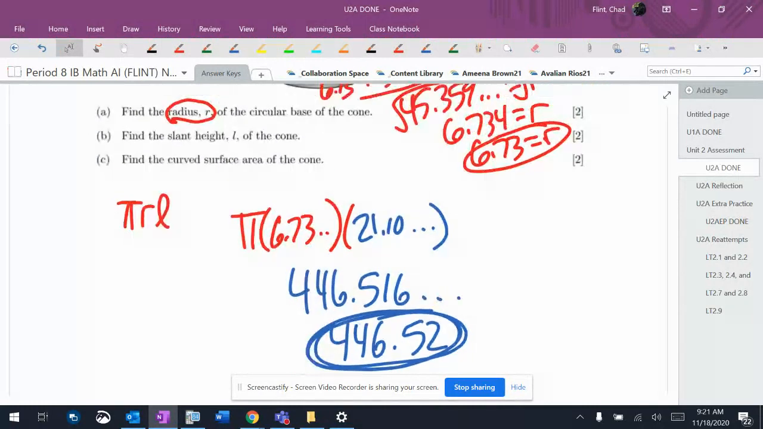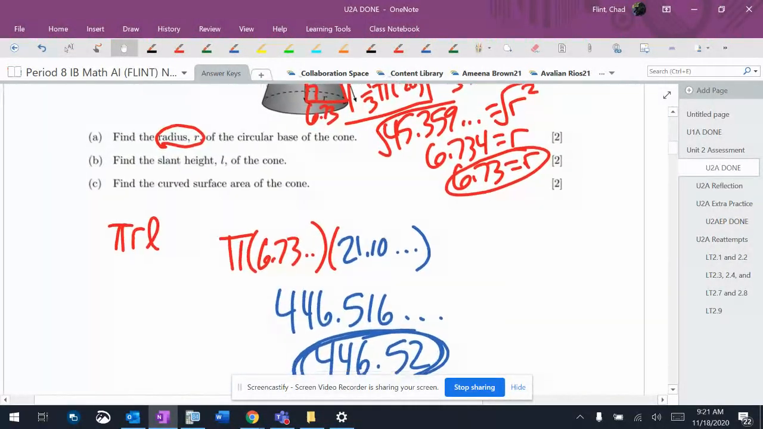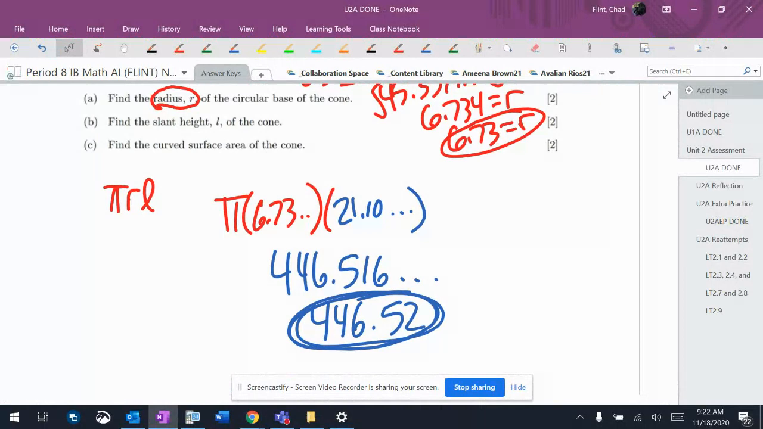All right, so that's all of that all the way through. Pretty typical IB kind of question. Several parts all linked together to get you to a final answer for the last part.